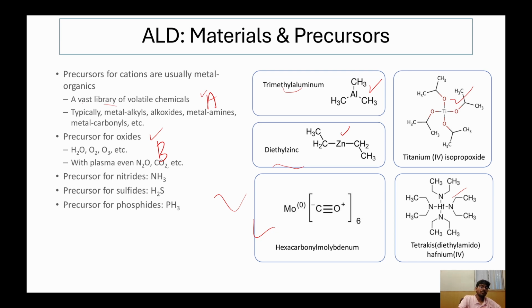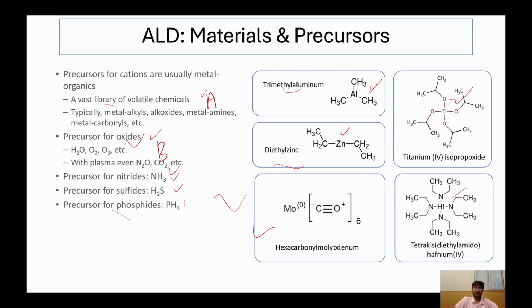Okay, so for nitrides it is ammonia, mostly ammonia, because you cannot use nitrogen; to break the nitrogen it takes a lot of energy. Okay, for sulfides H2S, for phosphides PH3, phosphine gas can be used. Okay, for oxides there are plenty of oxygen containing precursors, like H2O, O2, and ozone.